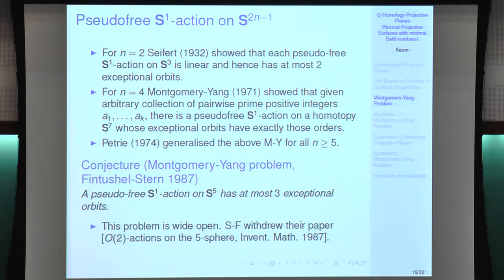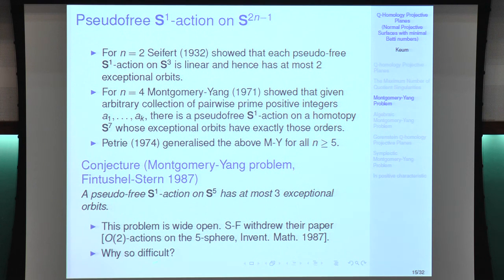Well, Stern and Fintushel, or Fintushel and Stern, they announced one. They withdrew their paper. This is the O(2) action. The circle is a subgroup of O(2), the orthogonal group, of index 2. So this is a slightly bigger action. Under this action, they proved that there are at most 3 exceptional orbits, but it's not. There is a gap.